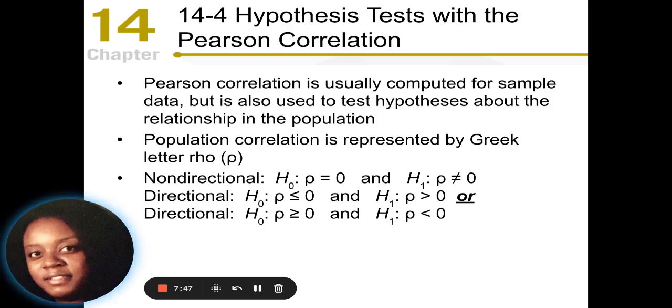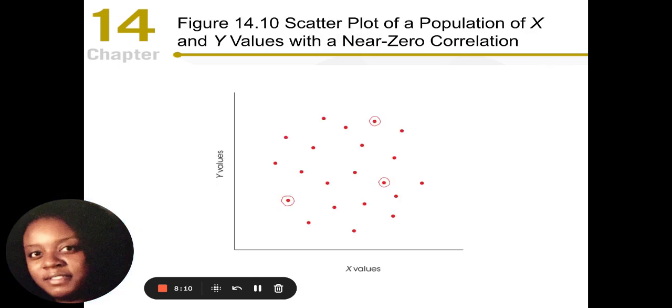The Pearson correlation is usually computed for sample data, but is also used to test hypotheses about the relationship in the population. So a population correlation is represented by the Greek letter rho, or ρ. And there are different formulas that can be used for directional or non-directional results. If you look at figure 14.10, we've got a scatter plot of a population of X and Y values with a near zero correlation.